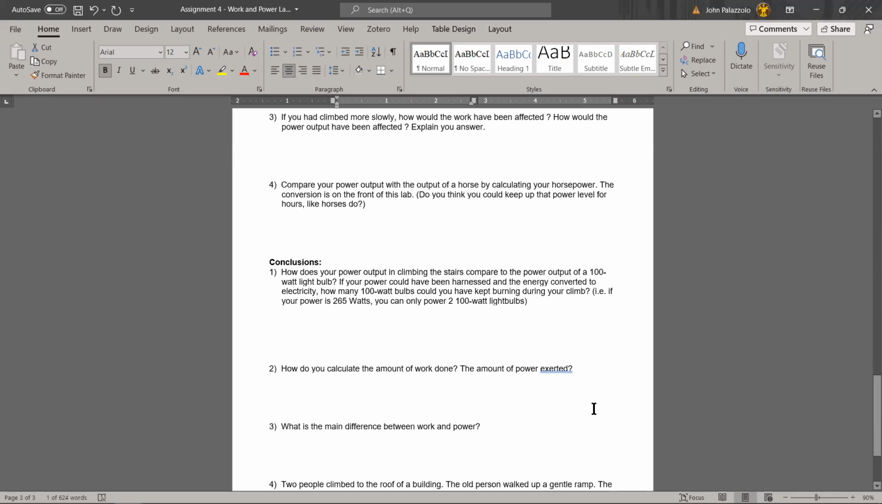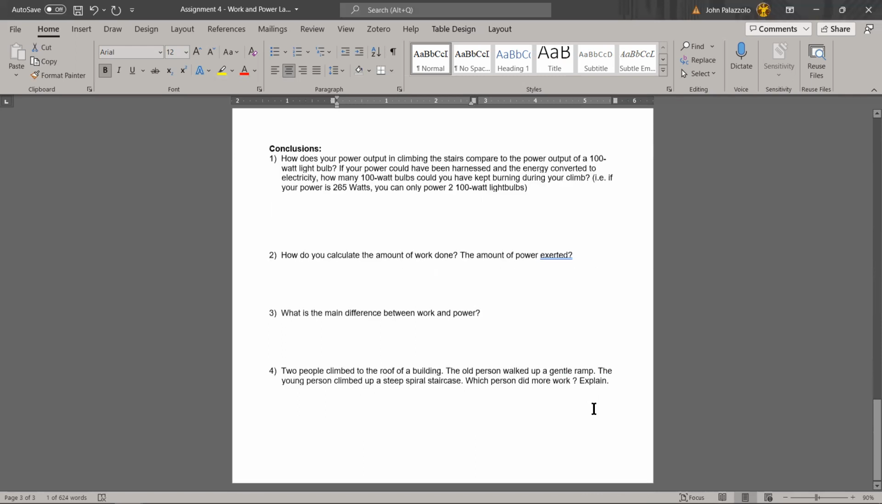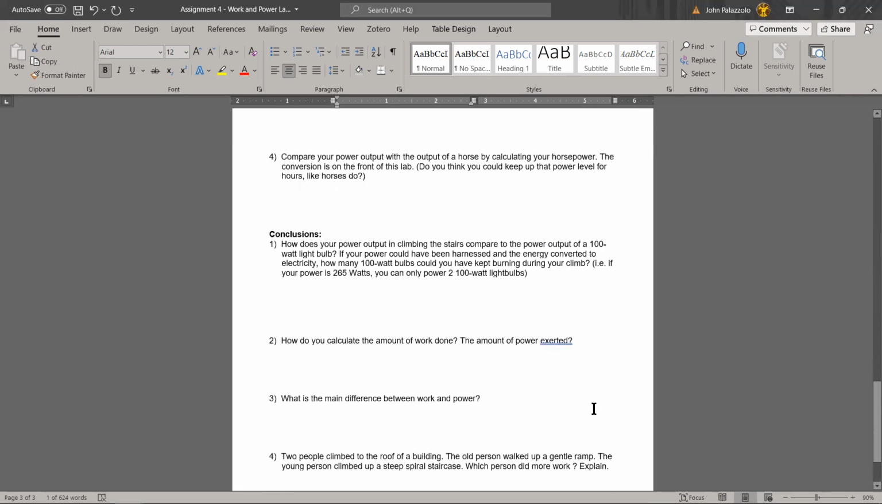And then a few other questions. How does your power output in climbing the stairs compare to the power output of a 100-watt light bulb? This is just a fun little experiment. How many 100-watt light bulbs could you power if you're climbing up the stairs? I'm going to probably say not many, and at least not for very long. This doesn't have the time component, but I mean, it has a time component, but it really doesn't work like that.